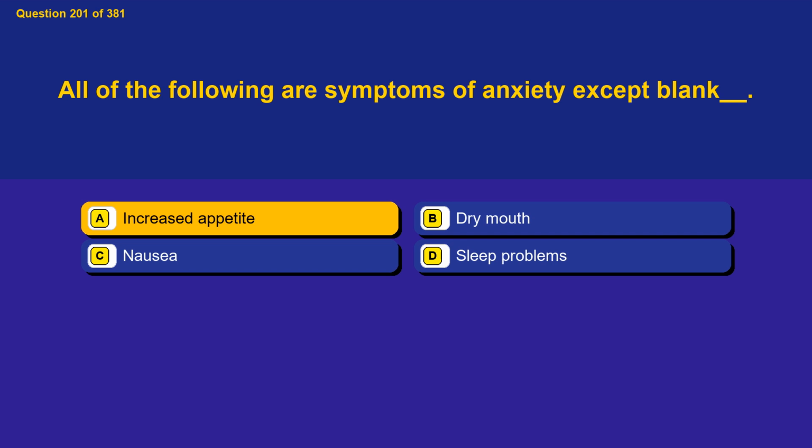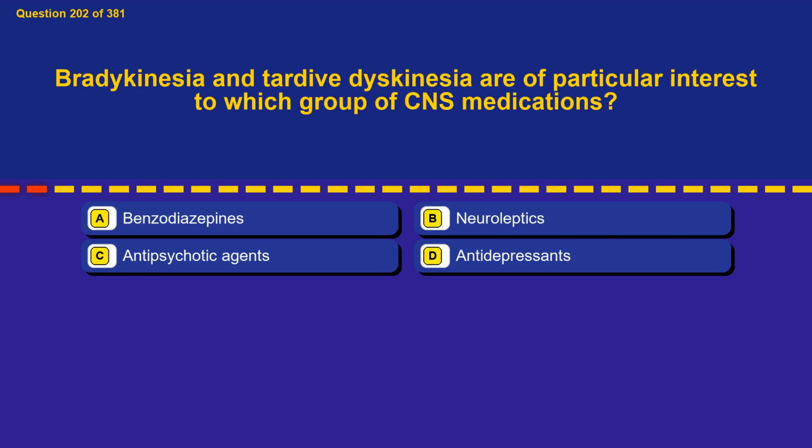The correct answer is option A, increased appetite. Question 202. Bradykinesia and tardive dyskinesia are of particular interest to which group of CNS medications? Option A, benzodiazepines. Option B, neuroleptics. Option C, antipsychotic agents. Option D, antidepressants.